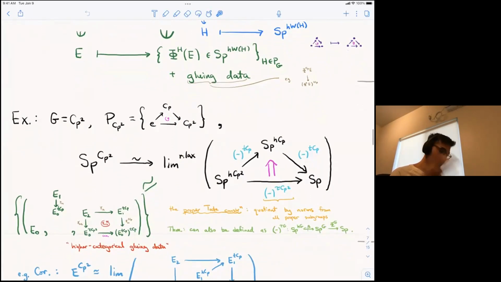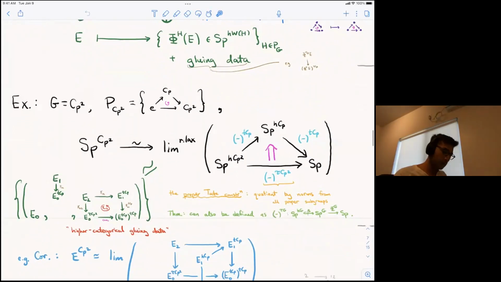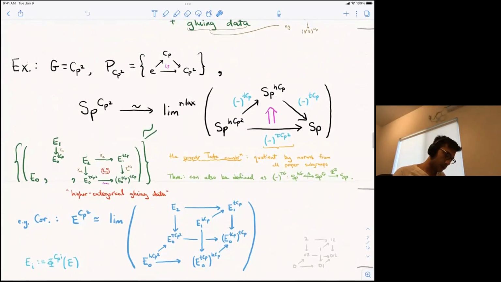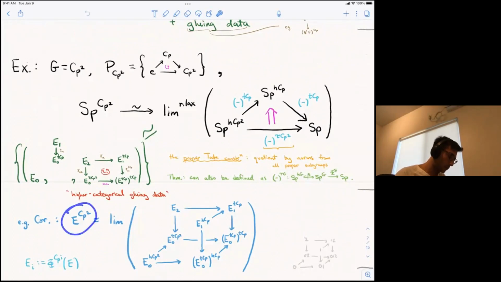So this, again, helps us compute equivariant cohomology. For instance, you can compute categorical CP squared fixed points as a limit. Now it's indexed over a punctured three-dimensional cube. A punctured two-dimensional cube, that's just a pullback.